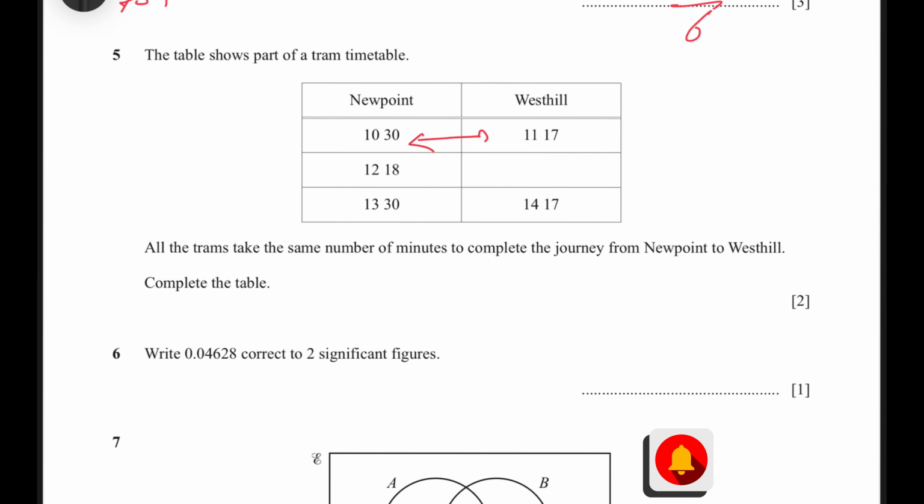So we will use that time thing. This is 10:30 minus 11:17. So this is actually, it has taken 47 minutes. Now when they all are taking the same time, 12:18, in this 12:18 you add 47 minutes. So 12:18 plus 47 minutes will be 13:05. So that will be the time taken by the train.